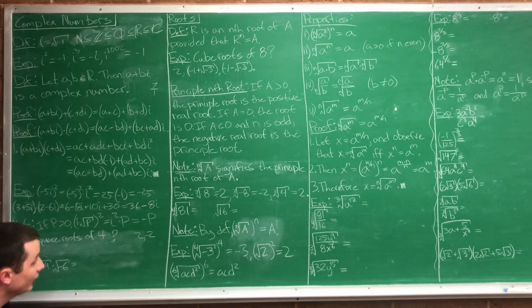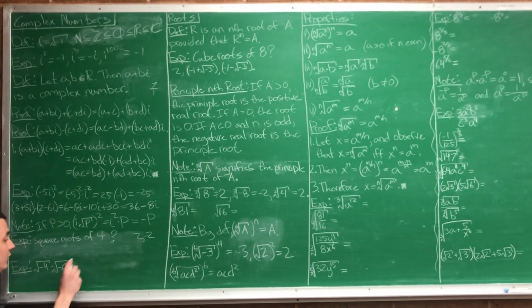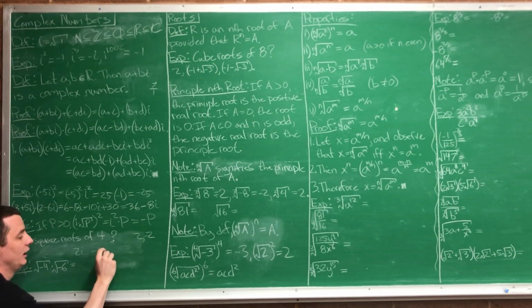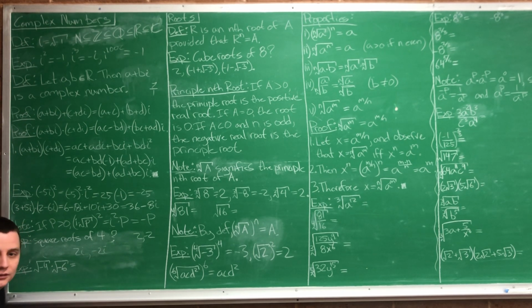Now when I say, what are the square roots of negative 4? They're 2i and negative 2i. Make sense? Writing what we had before, it's going to be i times the square root of 4, and negative i times the square root of 4. But the square root of 4 is just 2. So 2i and negative 2i. That make sense now?